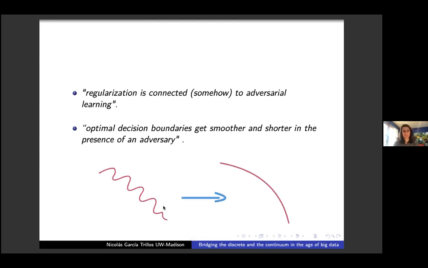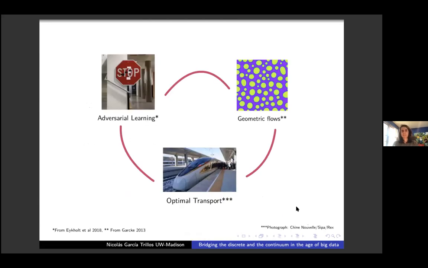Of course I don't have to explain this, but when we think about a decision boundary, or just the boundary of a set, getting smoother and shorter, you should think about something going from something like this to something like that. So the three topics: adversarial learning, optimal transport, geometric flows. Adversarial learning, I guess the standard iconography these days is a stop sign with a small portion of pixels modified conveniently so that your classification rule can go from saying that this is a stop sign to saying that this is, I don't know, some speed limit sign or something like that.